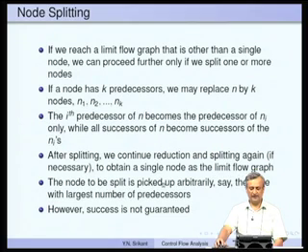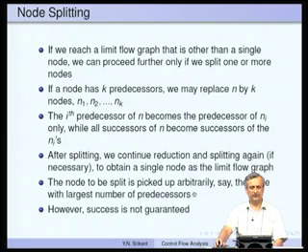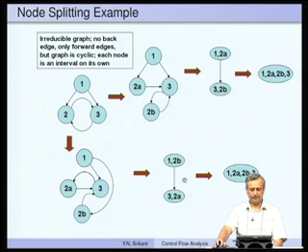The node to be split is picked arbitrarily. We can choose any heuristic, not that it helps a lot, but suppose you choose the node with the largest number of predecessors, then there is a very good chance that the graph becomes reducible. But this also increases the size of the graph, as many nodes are introduced fresh into the graph. However, success is not guaranteed.